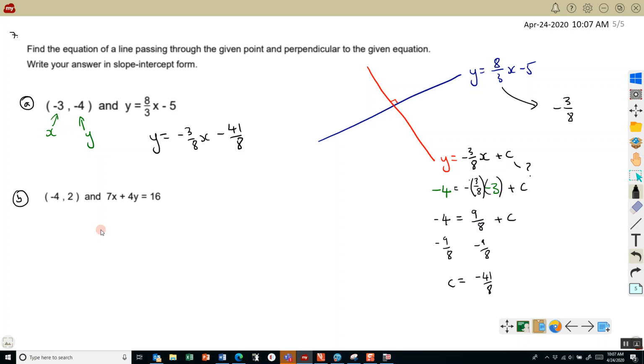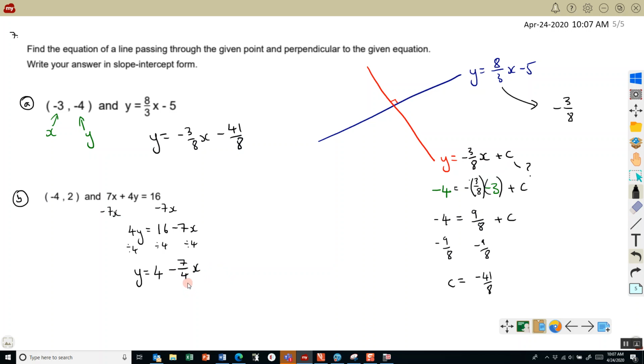Okay, the last one. First thing we need to do is rearrange this so it's in terms of y. So I'm going to subtract 7x from both sides. So I get 4y equals 16 minus 7x. I'm now going to divide everything by 4. So I get y equals 16 divided by 4 is 4. And I'm going to leave this as a fraction. So I've got 7 over 4.